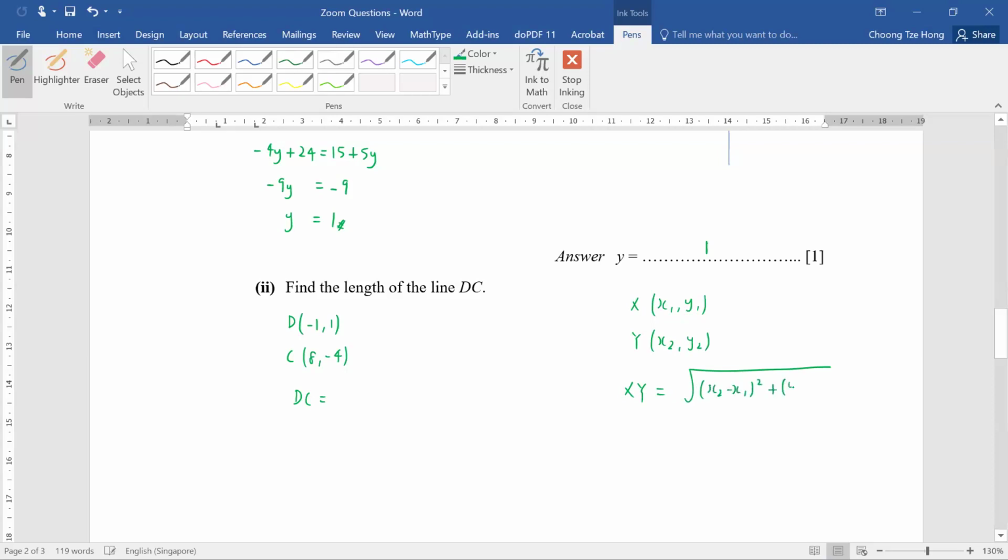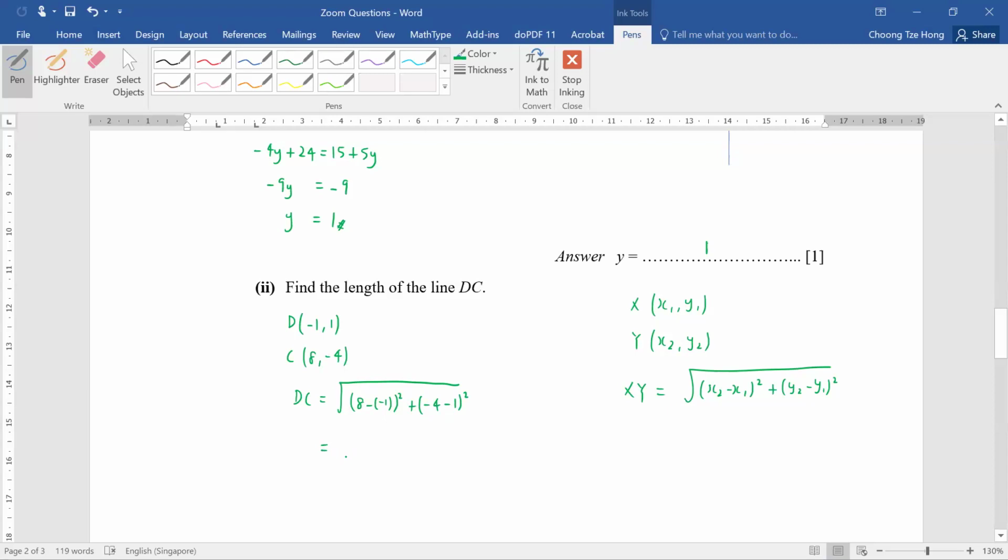Square plus y2 minus y1 square. Okay, so over here we will use the coordinates of points C and D. Right, so let's use 8. Okay, be careful, minus 1 square plus negative 4 minus 1 square, right?